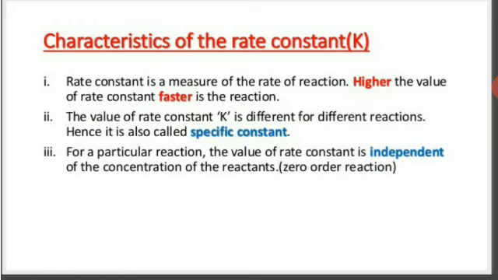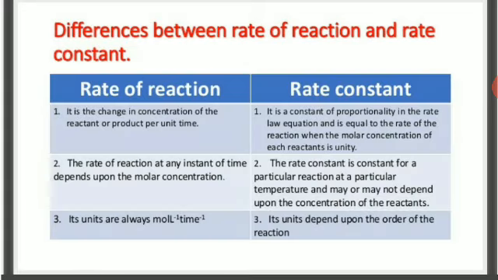Rate constant is a measure of the rate of the reaction. The higher the value of the rate constant, the faster is the reaction. The value of the rate constant is different for different reactions. Hence, it is also called the specific constant. It is independent of the concentration of the reactant, and the unit of the rate constant depends upon the order of the reaction.